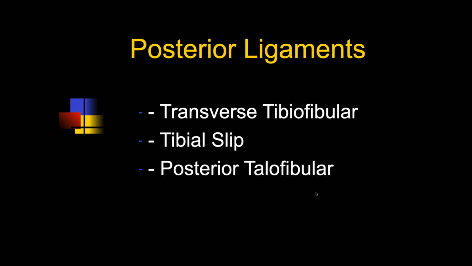Okay, and then let's go on to the posterior ligaments, and there are three major ligaments here that are pretty constant: transverse tibiofibular, the tibial slip, and the posterior talofibular.